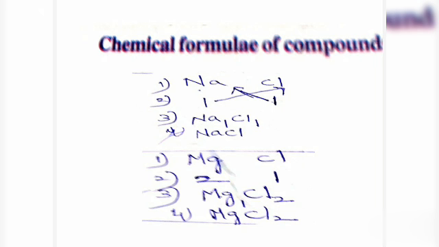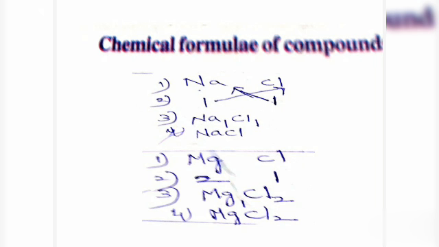Now we can write the formula of a compound by the crisscross method also. Before discussing the crisscross method, first we will discuss compounds. Compound means what? A compound is when the atom of one element combines with the atom of another element and forms a new substance. That new substance is called a compound. So we can write the formula of a compound by the crisscross method.